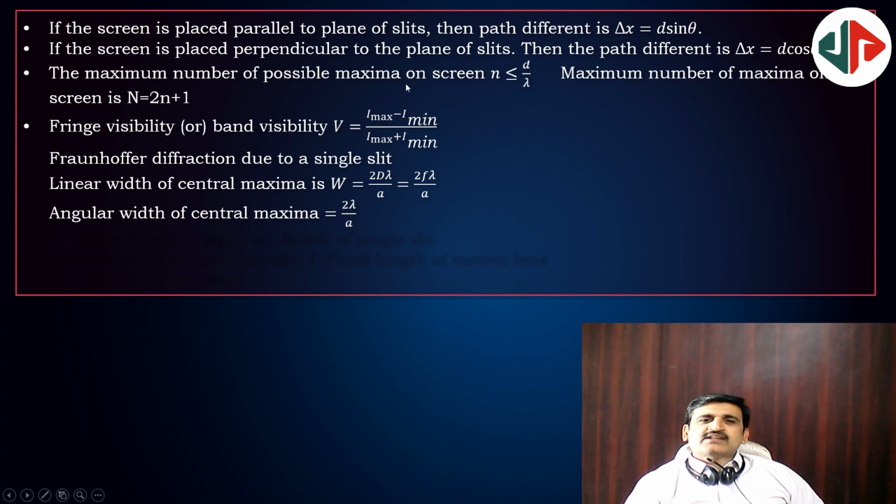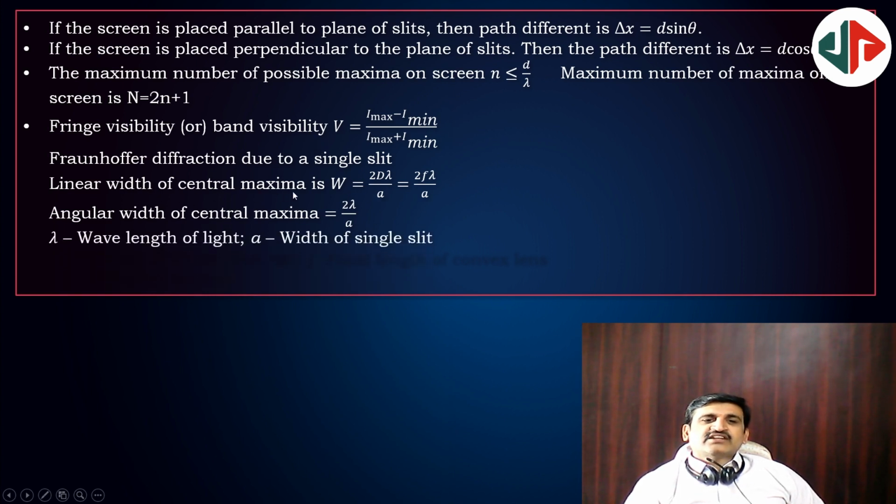Maximum number of possible maxima on the screen: n is less than or equal to d by lambda, and the maximum number of maxima on the screen is 2n plus 1. And fringe visibility or band visibility is equal to I max minus I min by I max plus I min.